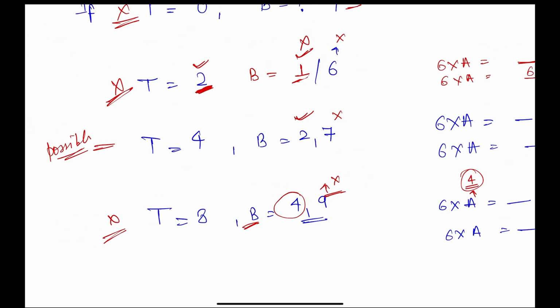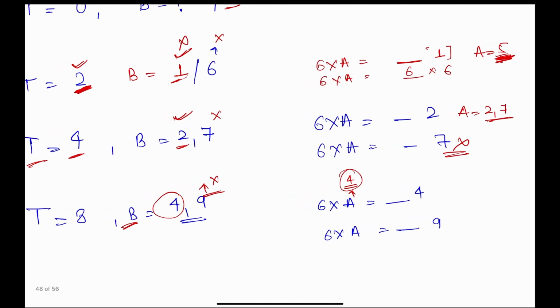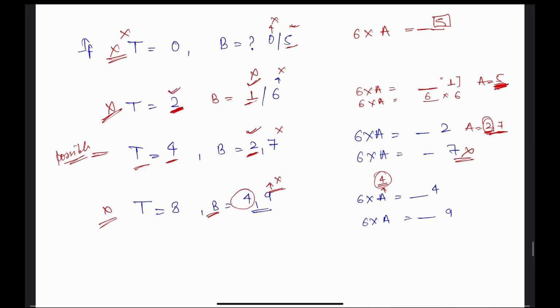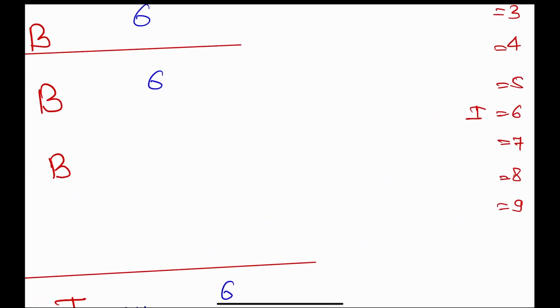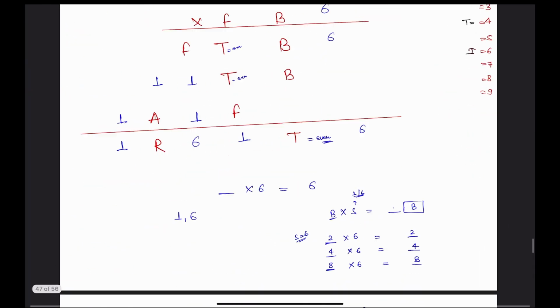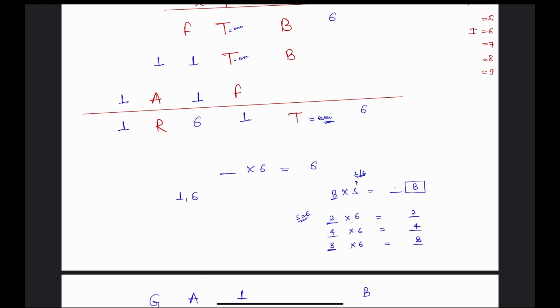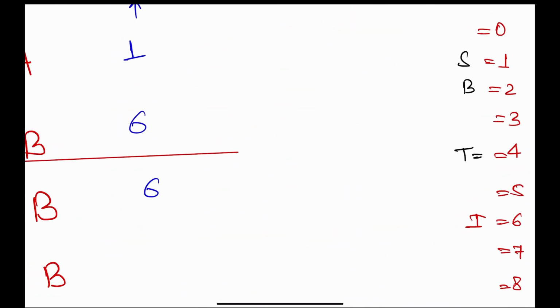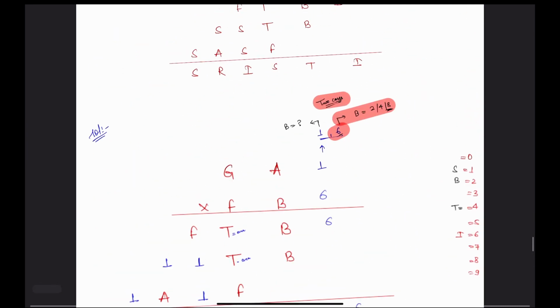So the only value which is possible is taking T as 4, B as 2, and A can be anything else. A cannot be 2 again. If B is 2, A cannot be 2, so A is 7. With this value we can conclude T equal to 4. Let me write it over here. T equal to 4, which is already given in the question. T equal to 4, B equal to 2, and A equal to 7.